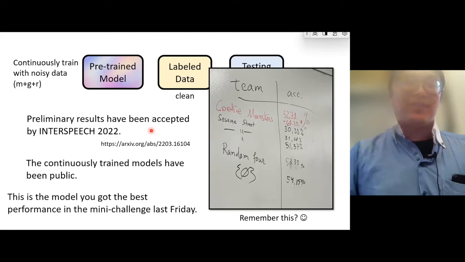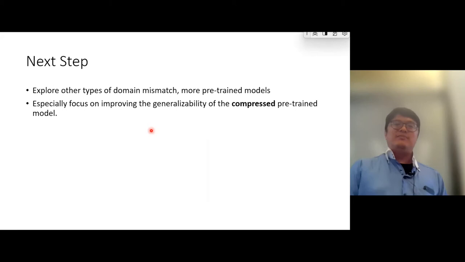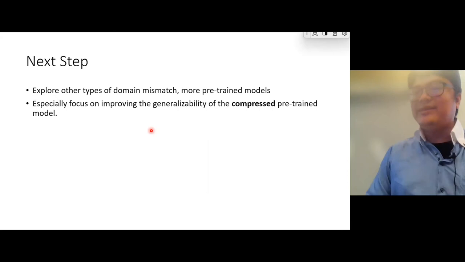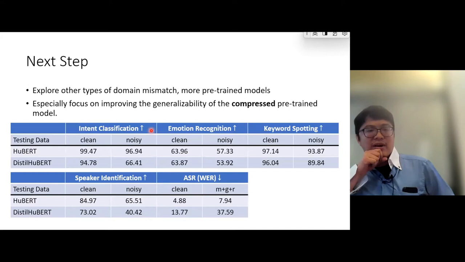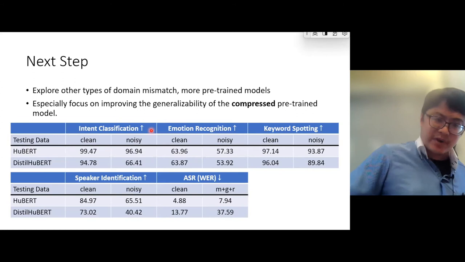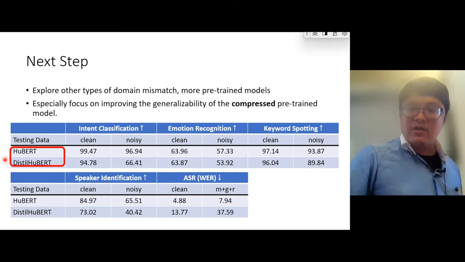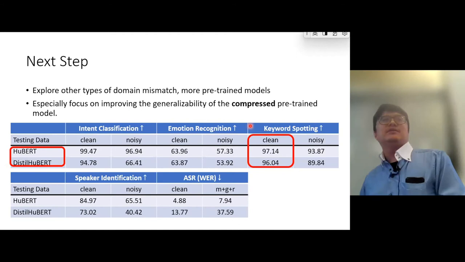Okay, in the following 6 weeks, we will explore more different domain mismatches, and we will especially focus on the generalization capability of those compressed pre-trained models. Why do we highlight compressed models? This is because we found that the compressed model has worse generalization capability based on some preliminary experiments. So if we compare HuBERT and its distillation version, we found that even though this is just one example for keyword spotting, you can find very similar results in other tasks.